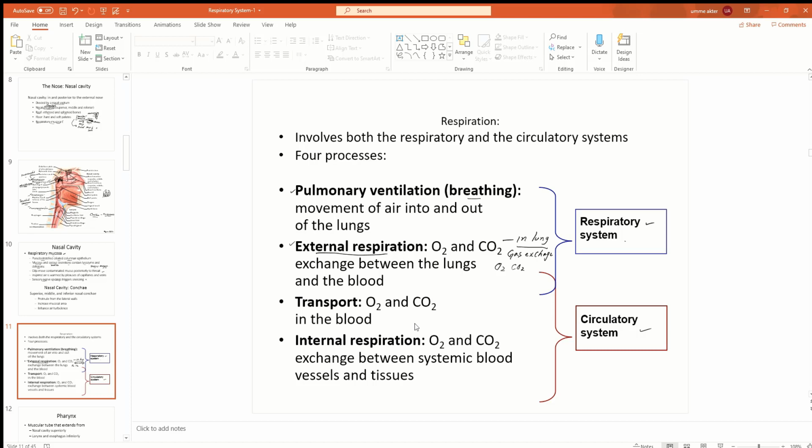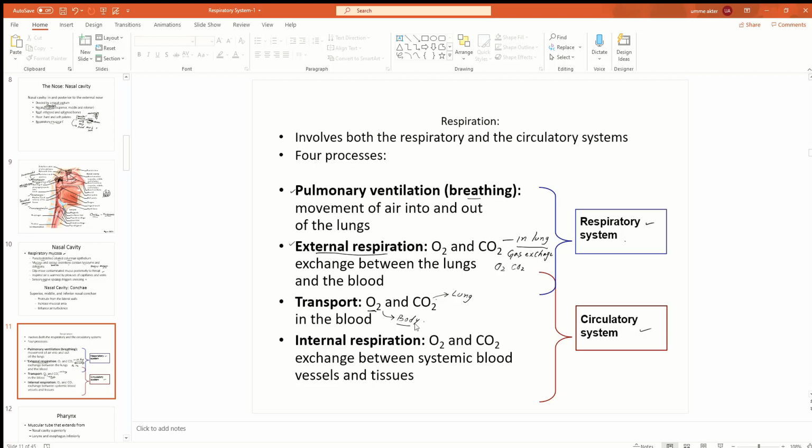Then what happens? Blood gets the oxygen from the lung and takes the oxygen to the body, to the tissue, because tissue needs oxygen for metabolism. We know that. And tissue produces carbon dioxide. So carbon dioxide is taken by the blood to the lung to expel it, to push it out from the lung.